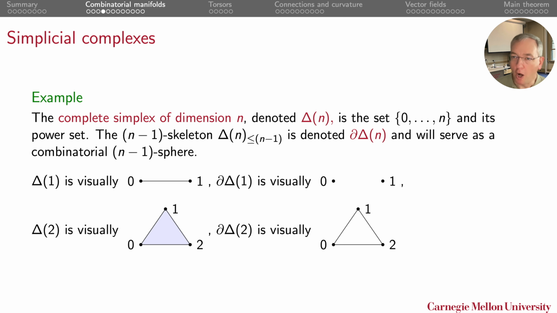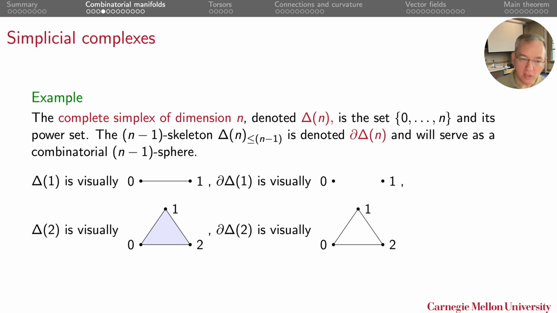So this is like a ball, a contractible type space. The n-1 truncation, the n-1 skeleton of this simplex, we're going to give a special notation to with this boundary of delta of n. And that'll serve as our combinatorial n-1 sphere. So, for example, delta of 1 is 2 points and the power set of that. So it looks like this interval object. And its boundary is the 0 sphere, these 2 points, 0 and 1. So that's an example of how we're getting a sphere out of this.